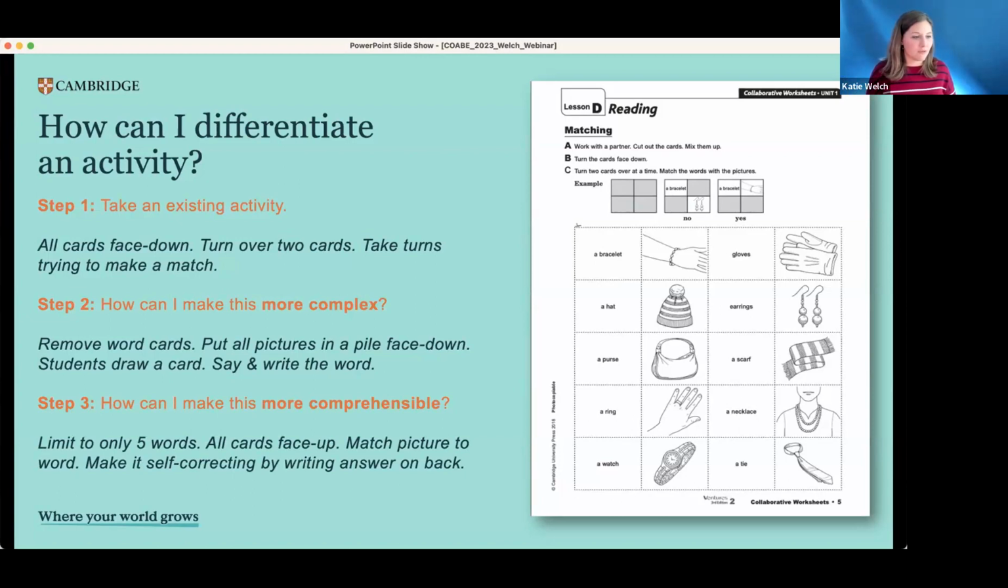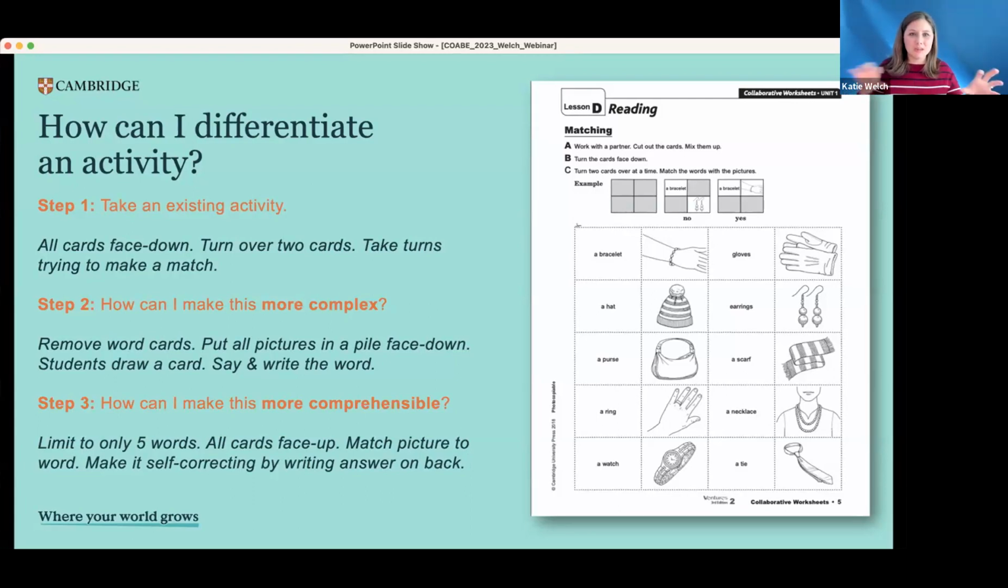Let's just do 5. Maybe I'll make it self-correcting by writing an answer on the back of every one. So that way, when they turn over a bracelet and they look at the picture of the bracelet, they may not be sure if they have the right answer. So I make it self-correcting where they turn it over and see the word bracelet and they say, oh, bracelet, bracelet, that's a match. And so this can be applied to anything that you're doing. Any activity that you have, you can take it and think, how do I make this more complex? How do I make it more comprehensible?